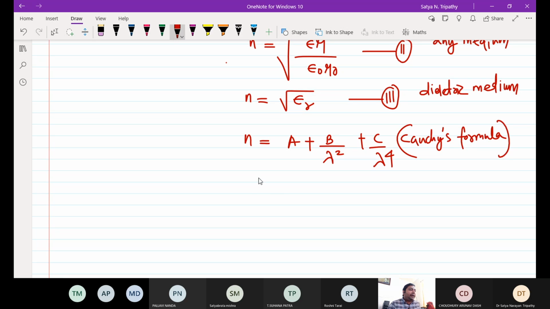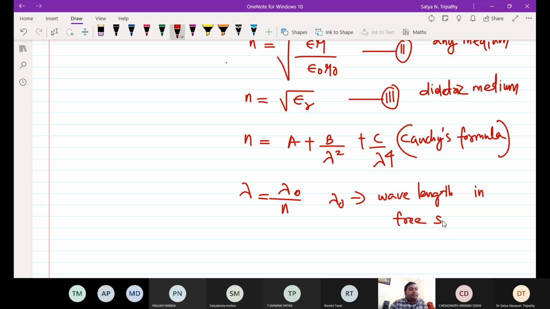And another: if we are traveling in any medium, the wavelength changes by the refractive index amount. Let me write down, this is lambda 0. So lambda 0 is the wavelength in free space. So these are all the formulas available to us regarding refractive index.